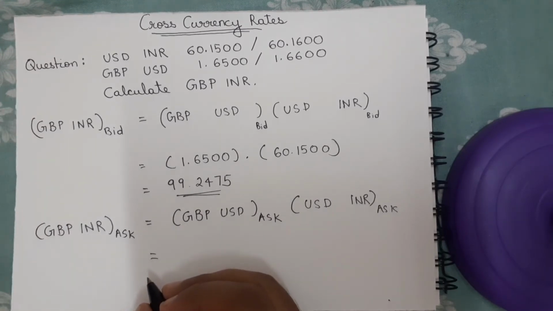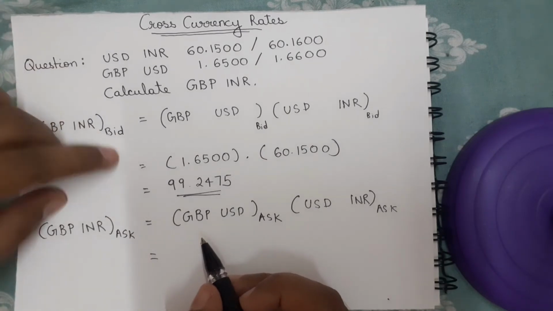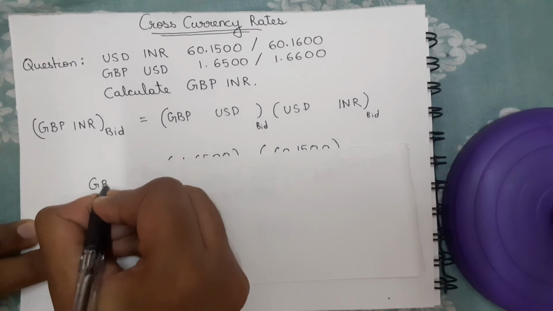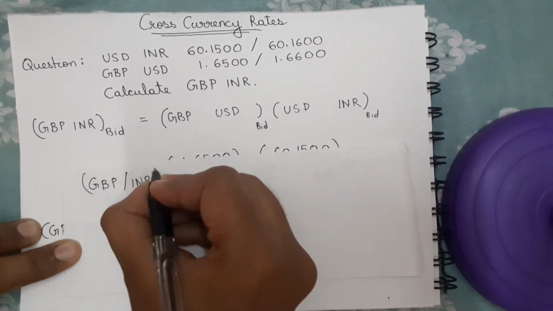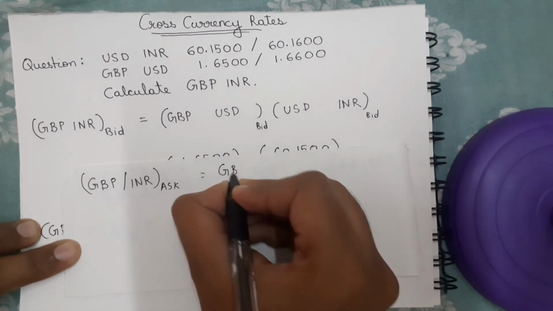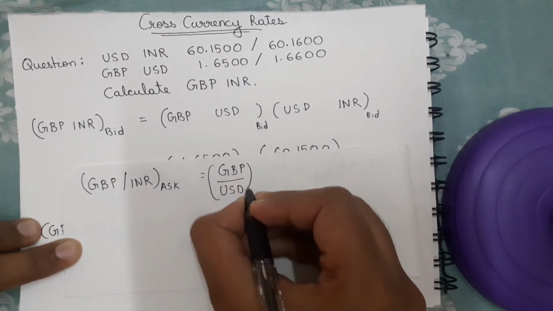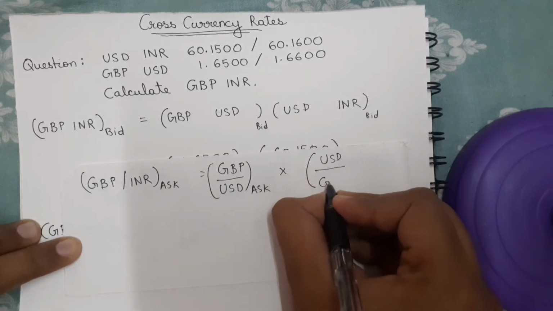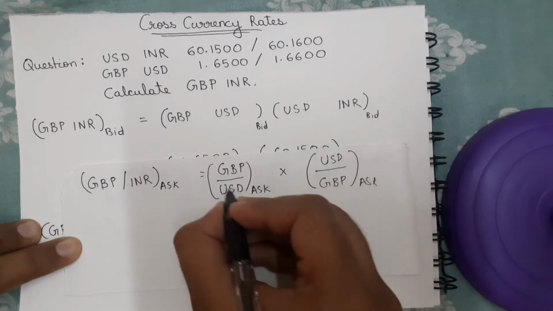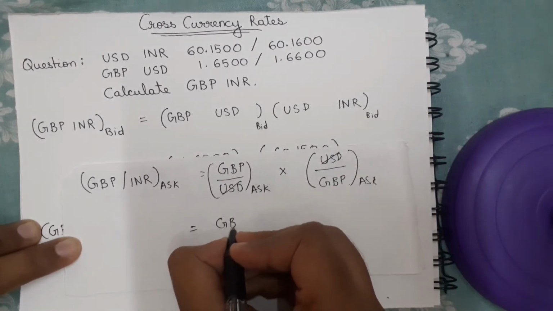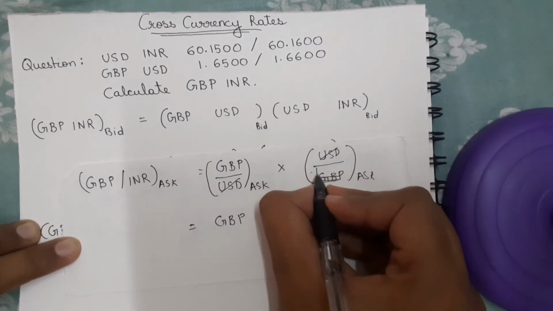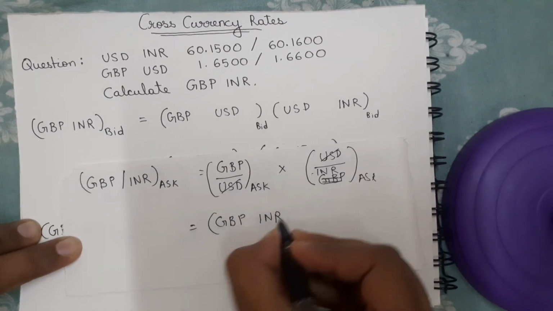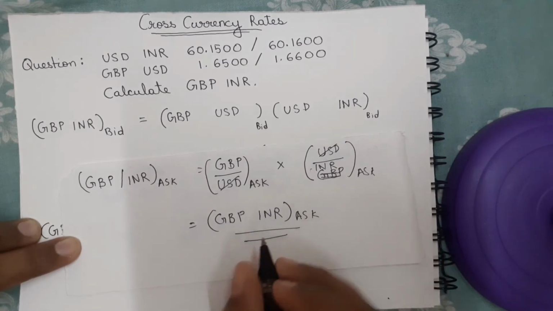So now in the same manner how we found the GBP INR bid rate formula, in that same way we can understand the GBP INR ask rate formula. So GBP INR ask rate, we can write it as GBP USD ask rate into USD INR ask rate. Now if we cut both the USDs, we get GBP INR ask rate. So this is another way to remember the formula.